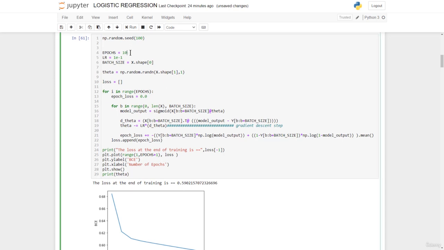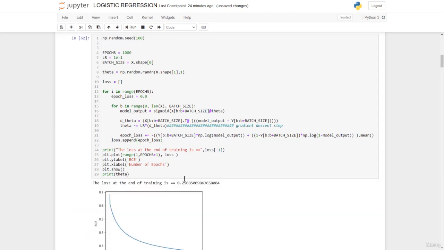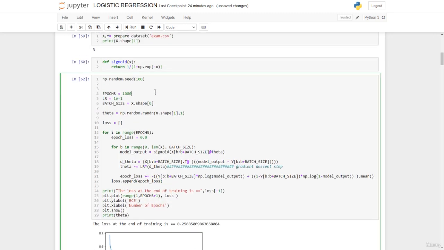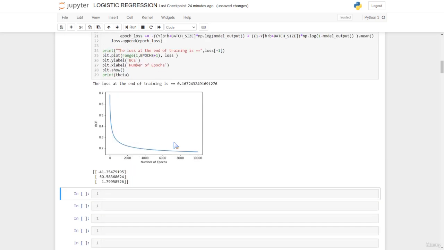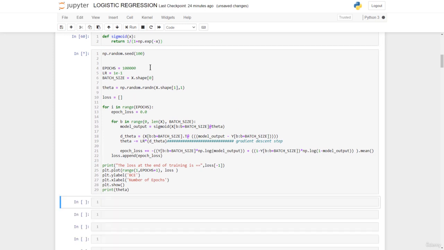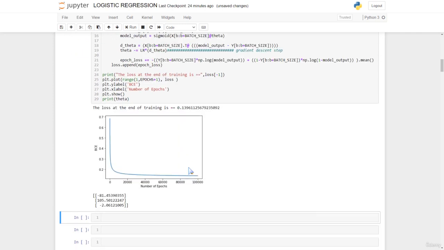And from this, we could increase the number of epochs so that we could get the best possible values for theta. So we run this again, and then we have this. We find that the loss is actually reducing. We could increase this number of epochs. Our loss now gets to 0.167. There again, we could do this. Our loss drops to 0.1396.